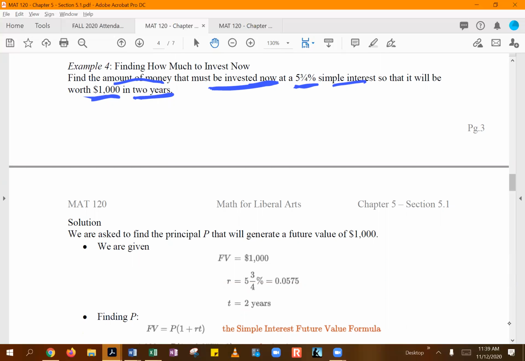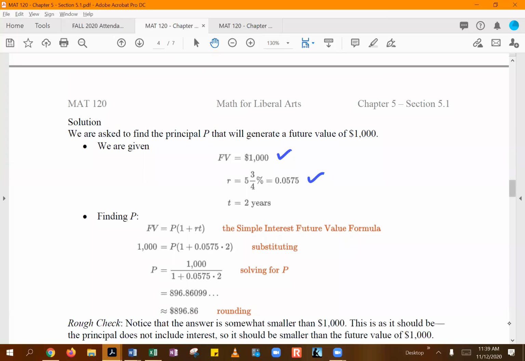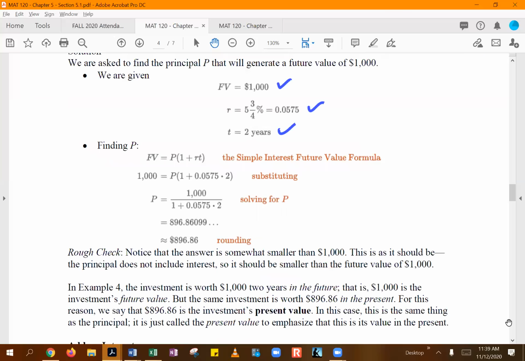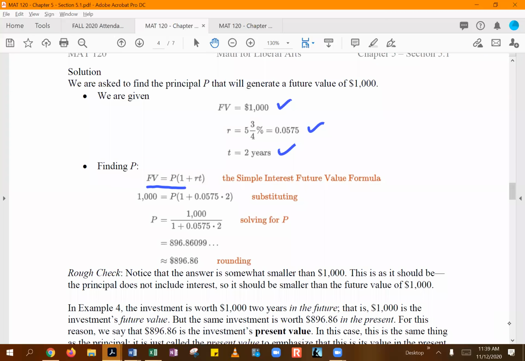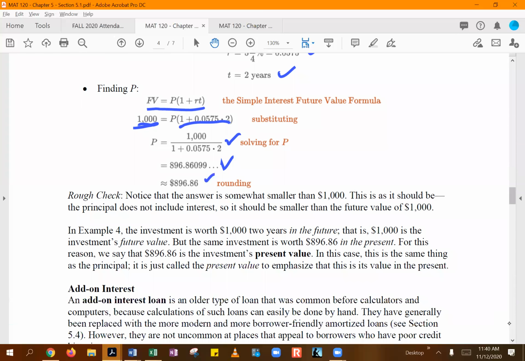So future value, 1,000. Rate of interest is 5.75. So as a decimal, that's 0.0575. We're leaving the money for 2 years in this investment. So you can see again, using the future value formula, we plug in everything except P, solve what's inside the parentheses, and then whatever this answer comes out to be will be divided into the 1,000. And you can see that is telling us if in 2 years time we want $1,000, then at this given interest rate of 5.75%, we will need to deposit just shy of $900, so $896.86.